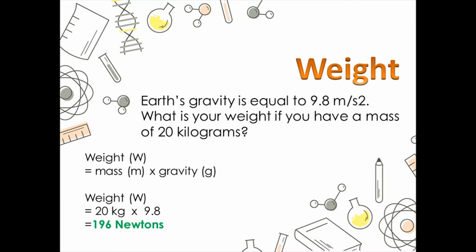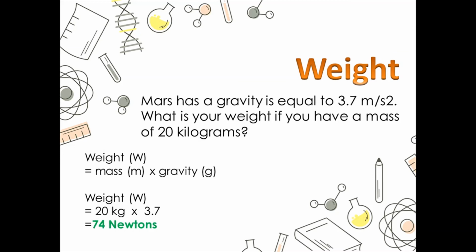My dear students, always remember this. You may weigh 196 newtons here on Earth, but on Mars or on the Moon, you may weigh differently. How is that possible? So let's look at the next example. Mars has a gravity that is equal to 3.7 meters per second squared. Now, what is your weight if you have a mass of 20 kilograms?